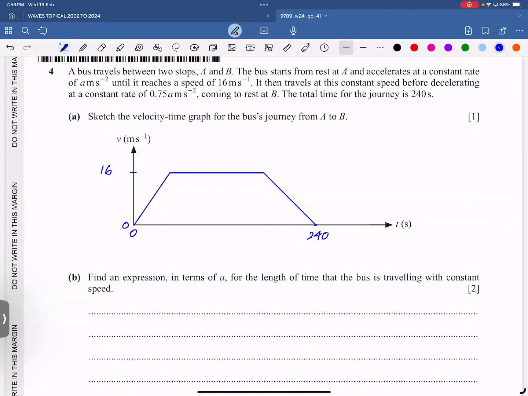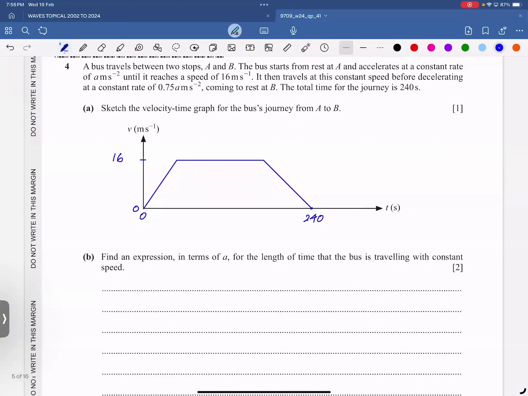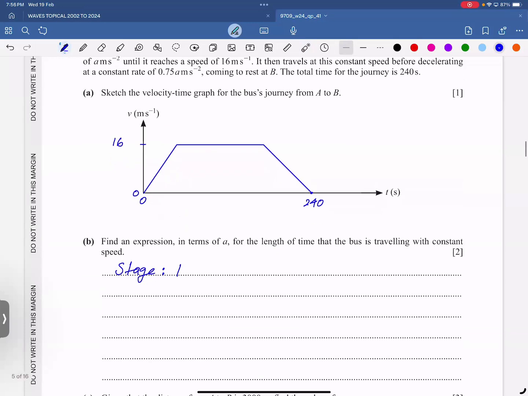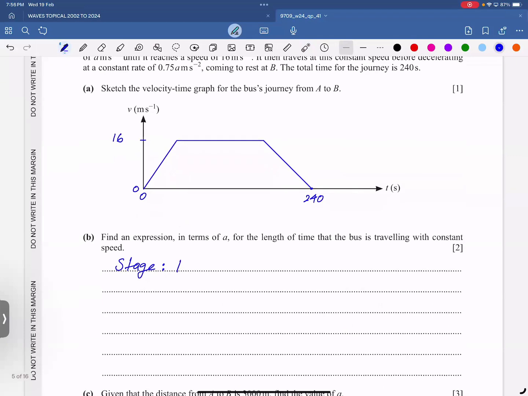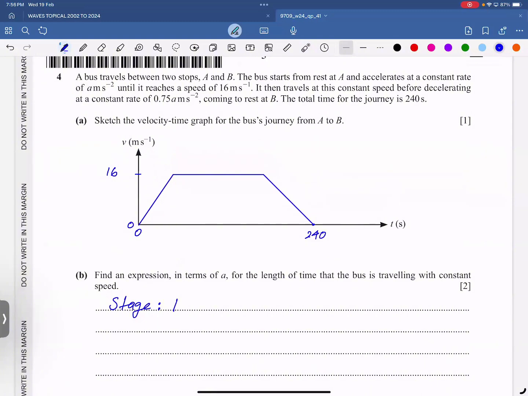Now if you move to the next part, find an expression in terms of A for the length of time that the bus is traveling with the constant speed. So you need to find this time, like from here till here, you can say from T1 till T2, but in terms of A, my dear students. So what can we do? We will make sections. Stage 1, my dear, it is the acceleration stage. So during the acceleration, we can find this time. We can easily find the time because they told you initially you are reaching 16 meters per second and acceleration is A. So this time I will say T1.